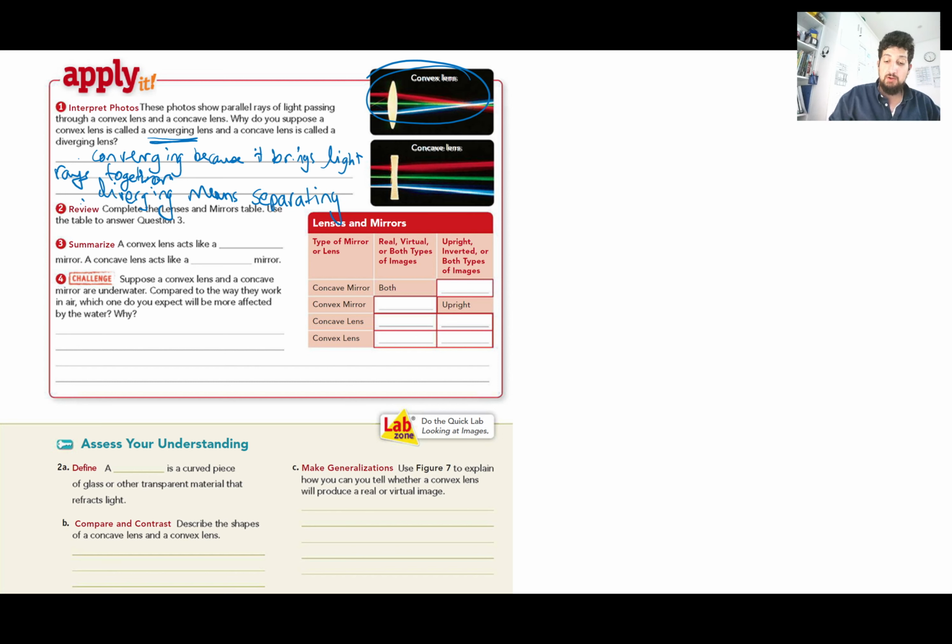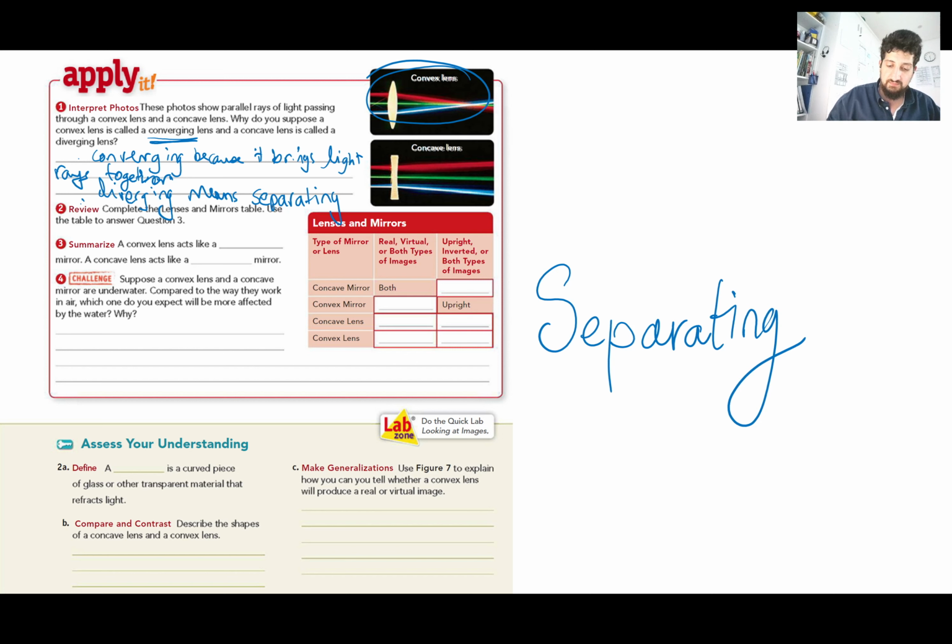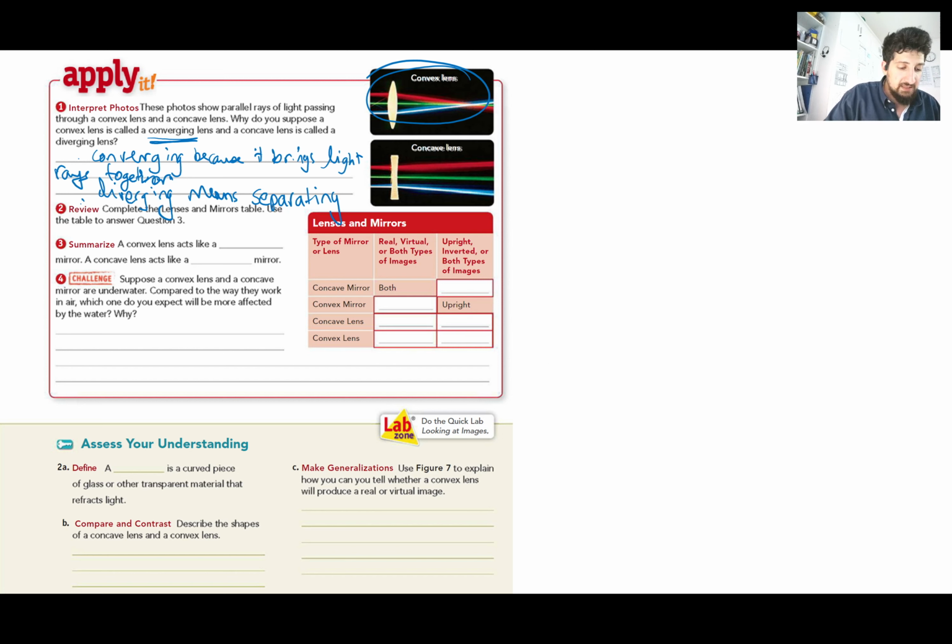Okay. Although I have to say it's easier when the text is bigger. So if I say... there's still a delay and it's not working 100%, but it's okay. Let's have a look. Question 2 says review. Complete the lenses and mirrors table. Use the table to answer question 3.